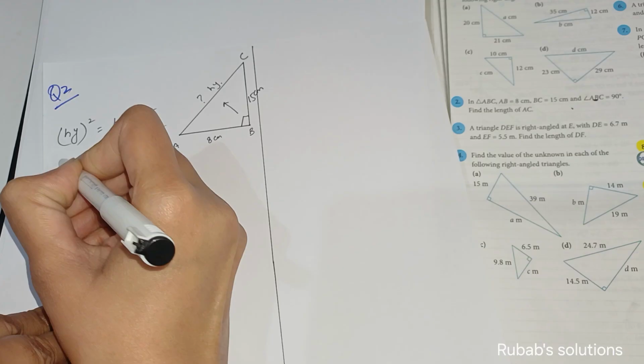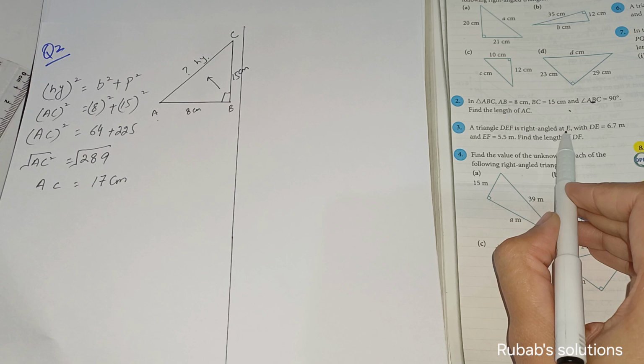35 is 1225 plus 144, that is 12 square, and from here I'll get the answer 1369. When you take square root on both sides, you will get the answer b is equal to 37 centimeter.